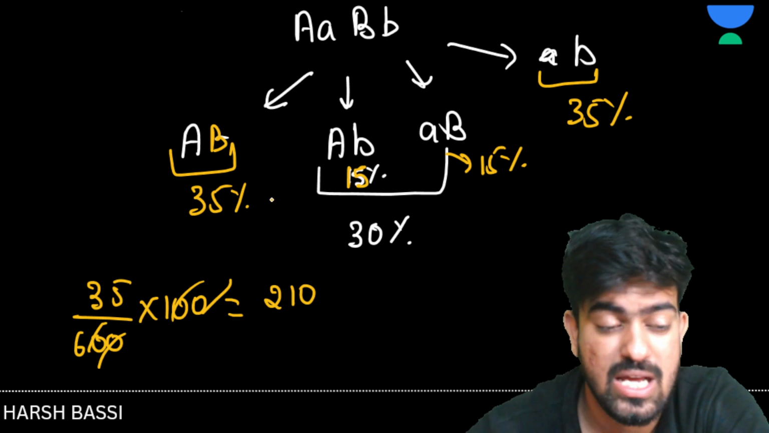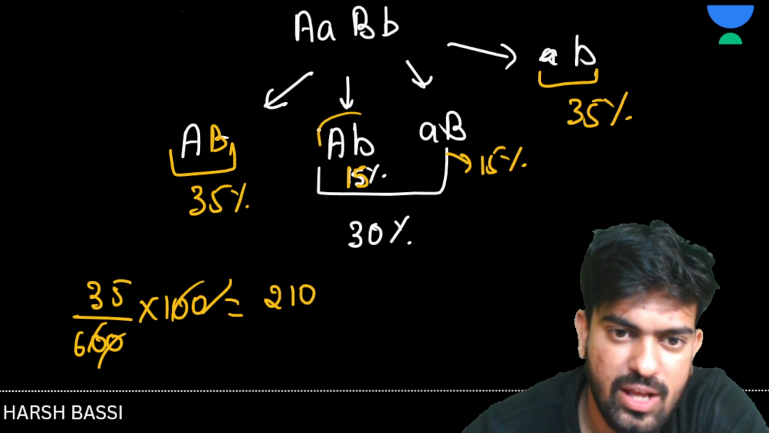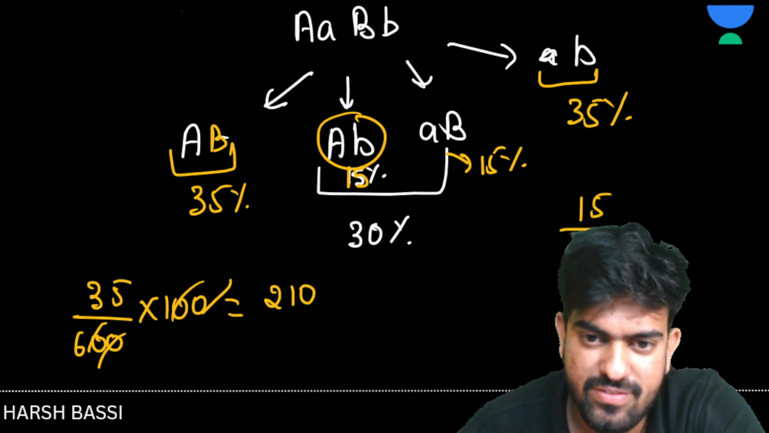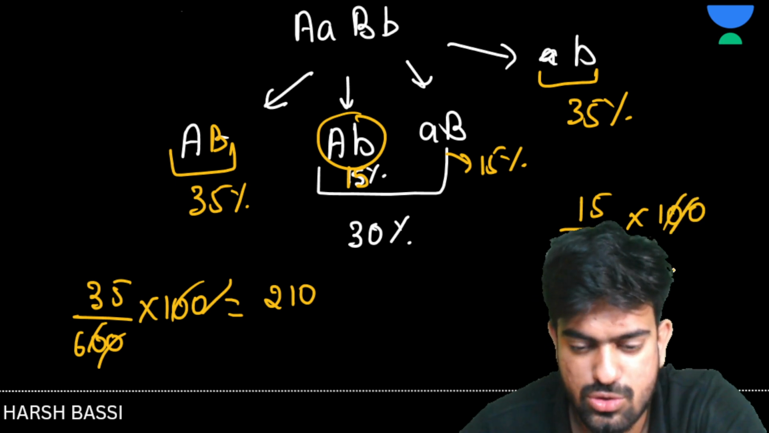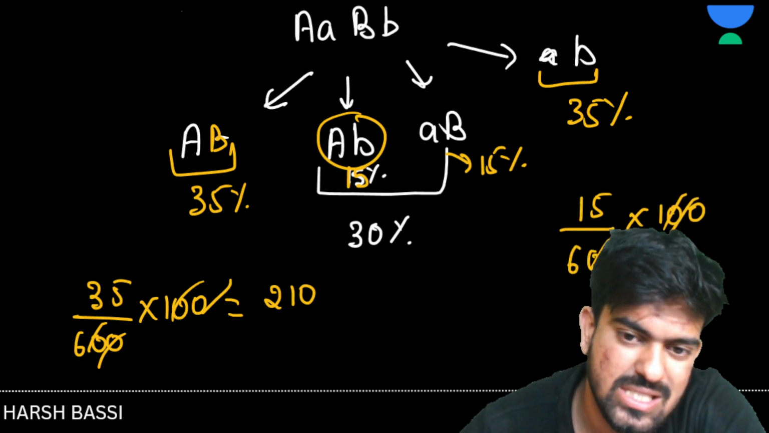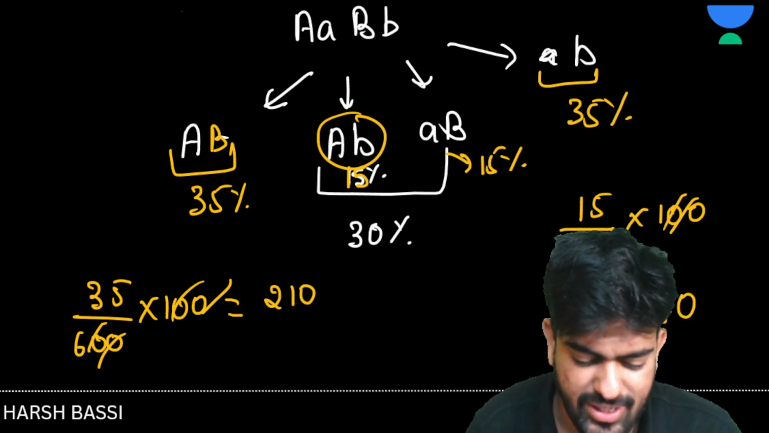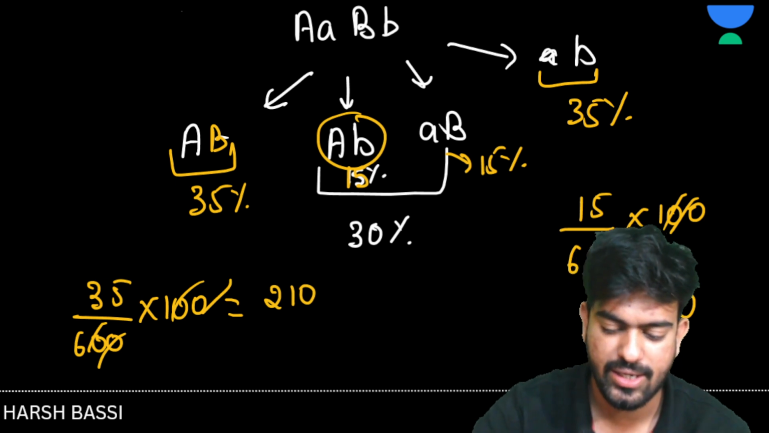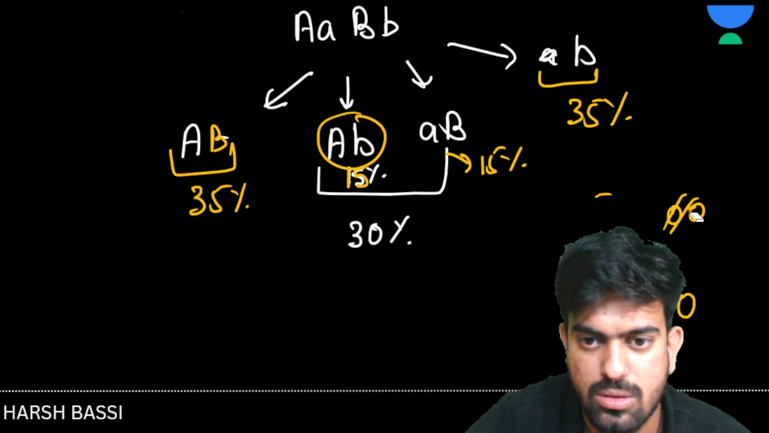Okay, pollen grains. And then the question asked about Ab types. So this is the Ab type. So percentage is 15. 15 divided by 600 into 100, and when you solve this, you get approximately 90. Clear? What have I done? Sorry guys. I made a blunder mistake. Oh my god. One second.